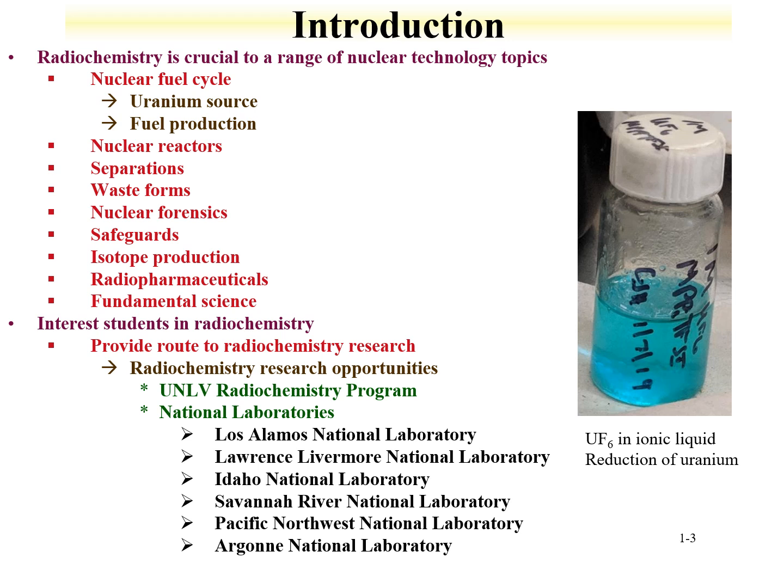An example of some ongoing research in the UNLV Radiochemistry laboratories is shown here. This solution is an ionic liquid. Uranium hexafluoride has been introduced into the ionic liquid. The uranium undergoes reduction, forming uranium-5 and uranium-4 compounds. Some unique capabilities of the UNLV radiochemistry program allow the studies with uranium hexafluoride. It is very unusual for a university to have this capability.